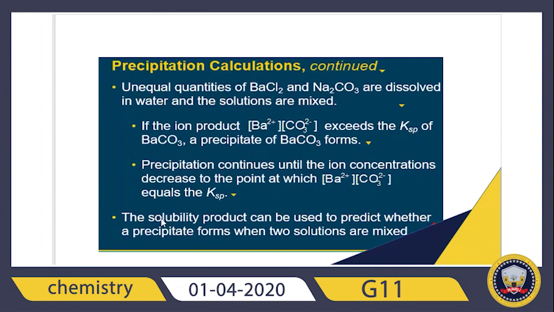So, as we say, the solubility product can be used to predict whether precipitate forms when two solutions are mixed. We will find out the concentration of the ions. If the concentration of the produced ions is greater than KSP, then precipitate forms.